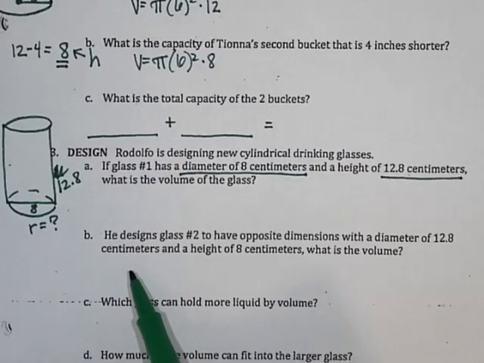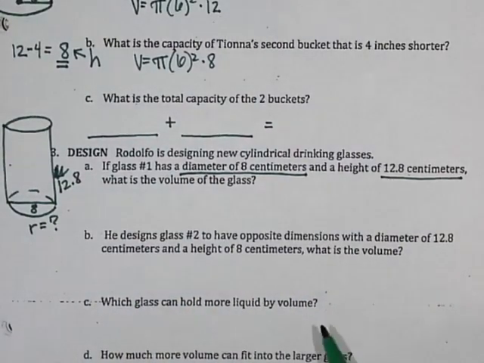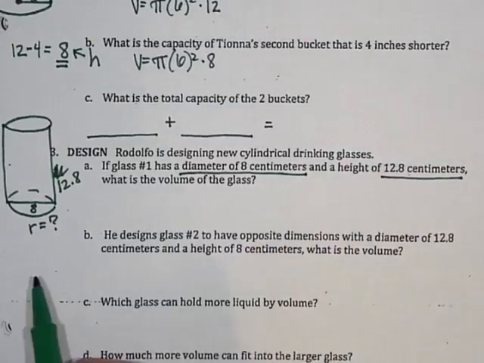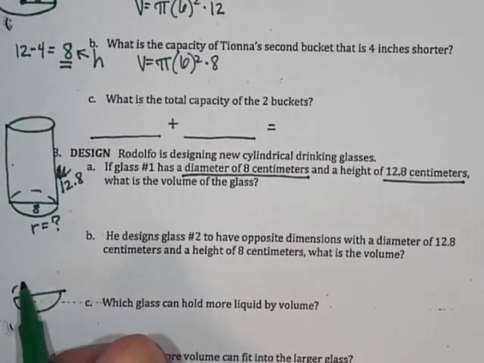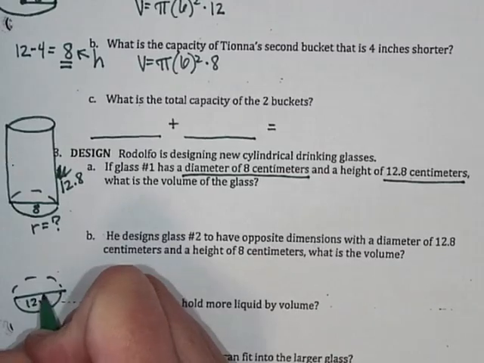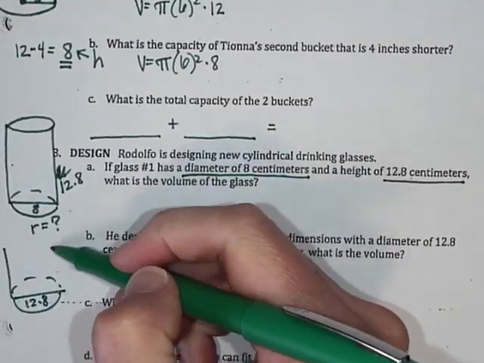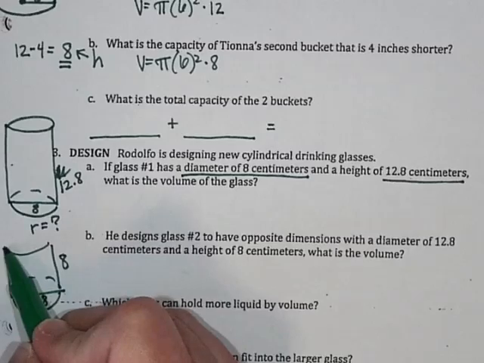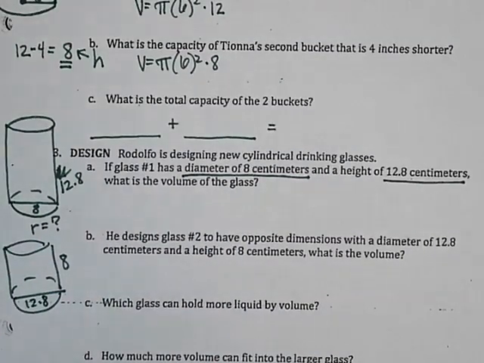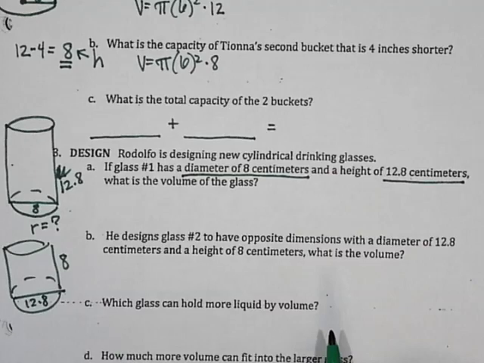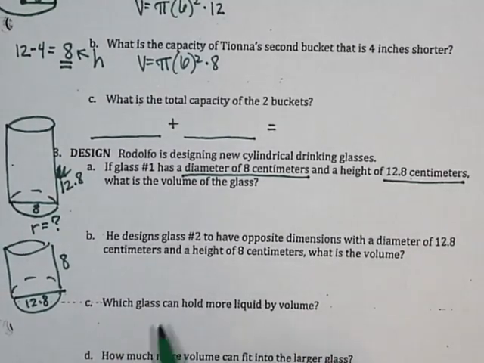Look at part B. It says he designs glass number 2 to have opposite dimensions with a diameter of 12.8. So this time, your diameter is going to be the 12.8. And the height is going to be the 8. Isn't that crazy? I didn't exactly draw that to scale, but you get the idea. Again, use your formula. And then you need to compare which glass can hold more liquid by volume. What operation are you going to use there? First we're just comparing, aren't we? Just tell us which glass has a greater volume, which one has the bigger number for volume.